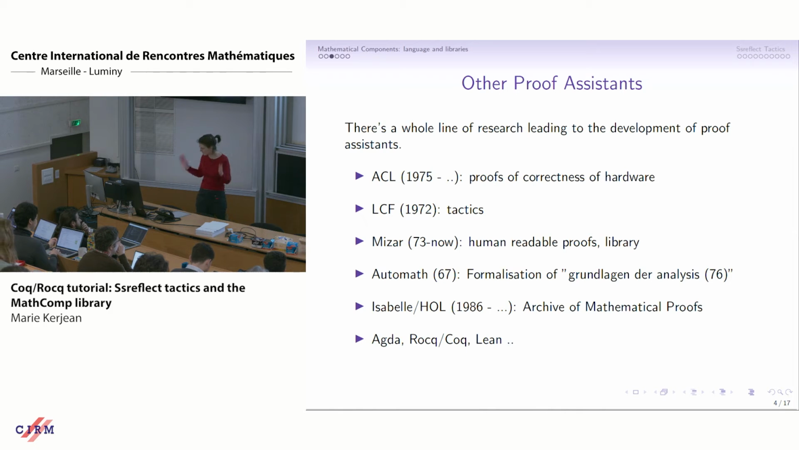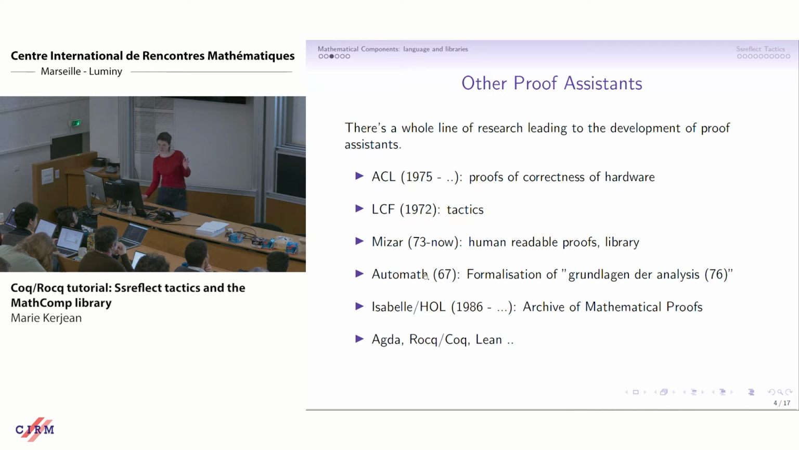So I have a small list of proof assistants that you can see here. Some of them have been abandoned since then. Some of them are still in use. Mizar, for example, is a proof assistant based on set theory, extremely different to what you are used to, but it went actually quite far in the formalization of mathematics.